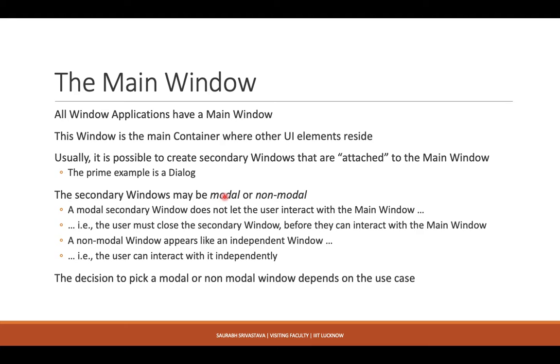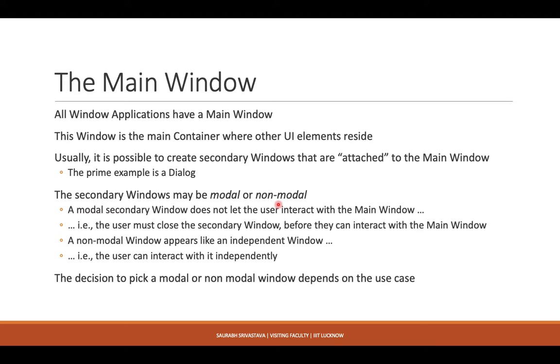This is terminology that you will often read. A modal secondary window is a window which blocks the view, or even if it is not blocking the view, it blocks access to the primary, the main window. So until that secondary window is open, you cannot interact with the main window. A classic example is the alerts that come up on a browser. If you show an alert, unless you click OK on that alert and the box goes away, you cannot interact anymore with the actual web page that was open. So that is the example of a modal window.